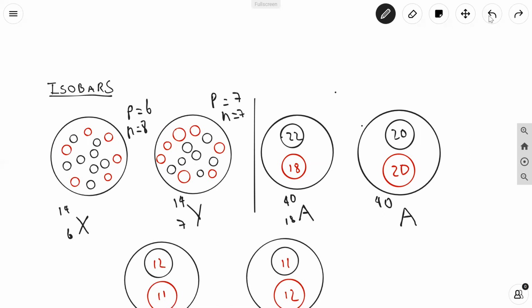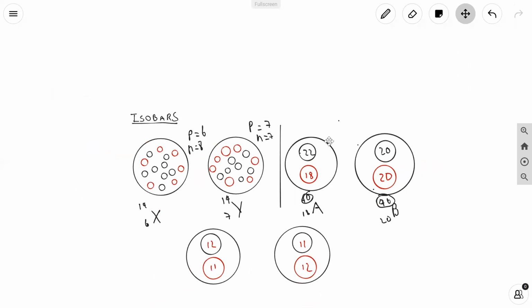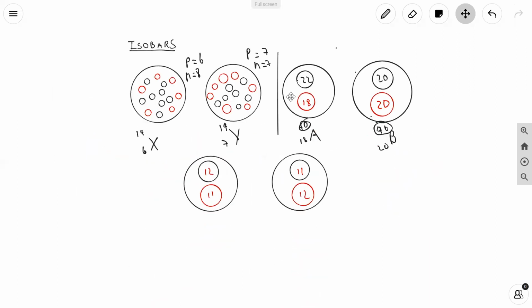I have to denote it by some other name, otherwise this will be equal to this. So it's 40 and 20. Basically, this is a calcium nucleus, and this is an argon nucleus. They are both isobars because they have the same mass number. If the number of protons plus neutrons is the same, then they are isobars.